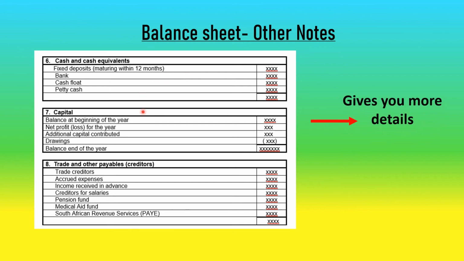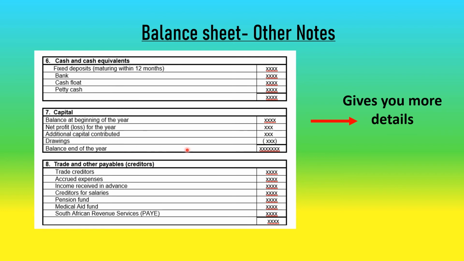You've also got, in the capital, your balance at the beginning of the year, your profit or loss for the year. This profit or loss for the year comes from your income statement. Then you've got any additional capital that you've contributed. This will be told to you as an adjustment. Drawings, any money you've taken out of the business, this will also be told to you as an adjustment.